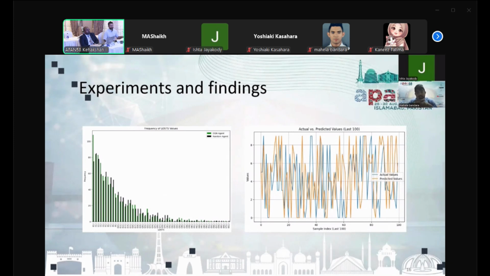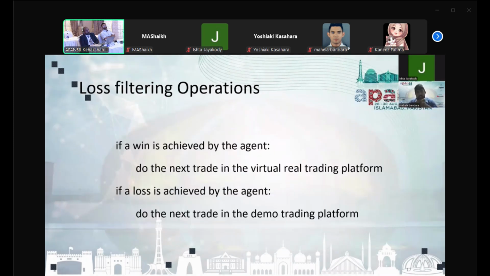This higher frequency of consecutive wins highlights the digital twin's ability to reduce trading risk by making more accurate predictions with fewer losses. The next image demonstrates how closely the DQN agent predicts market behaviors, capturing both exact and similar patterns. The DQN agent exhibited a higher frequency of consecutive wins and a reduction of successively escalating losses compared to the random agent. So we introduce a loss filtering operation again.